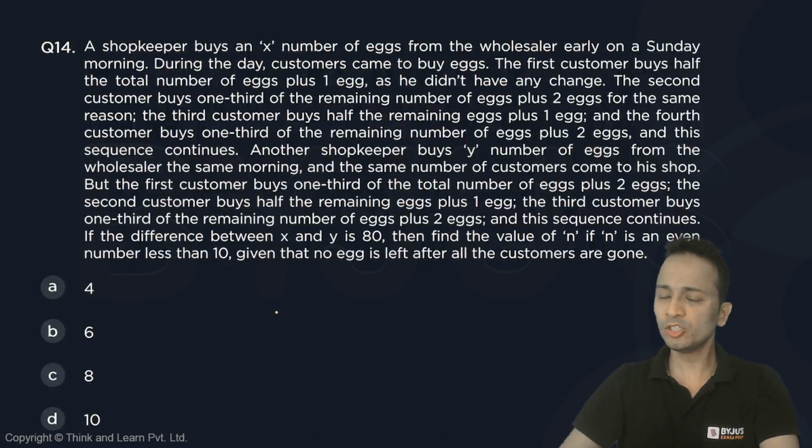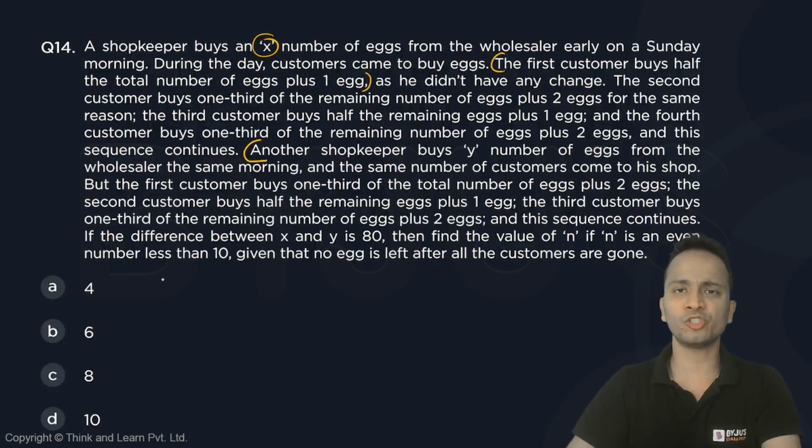So first of all, let us understand this question. Now, a shopkeeper has X number of eggs. So there are two shopkeepers. This is the second part of the question: another shopkeeper buys Y number of eggs. So for the first shopkeeper, the first customer comes and he buys half the total number of eggs plus one egg. Let us understand this.